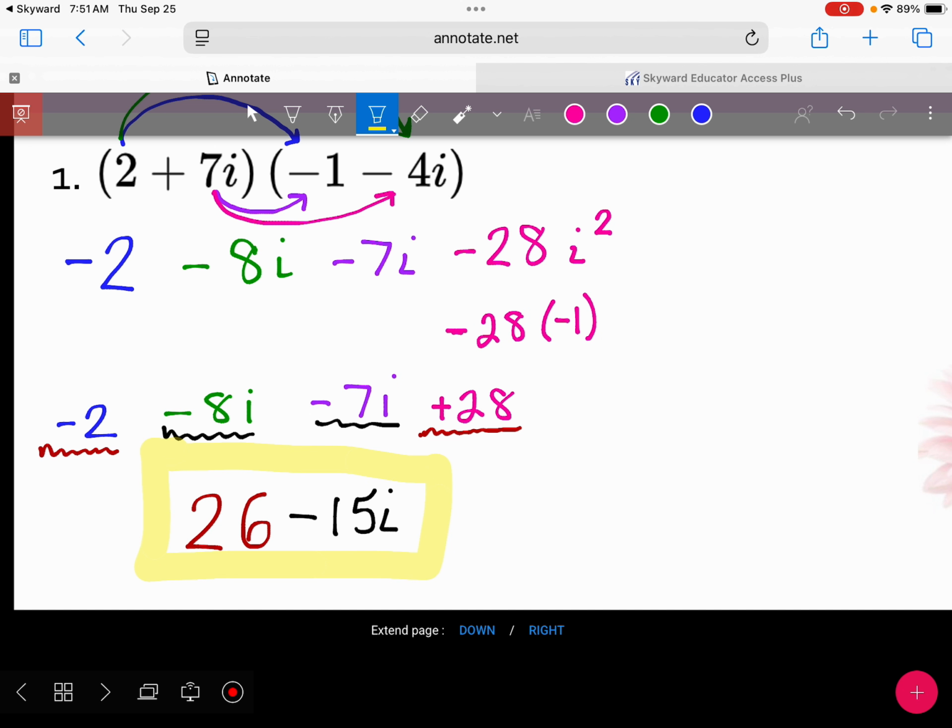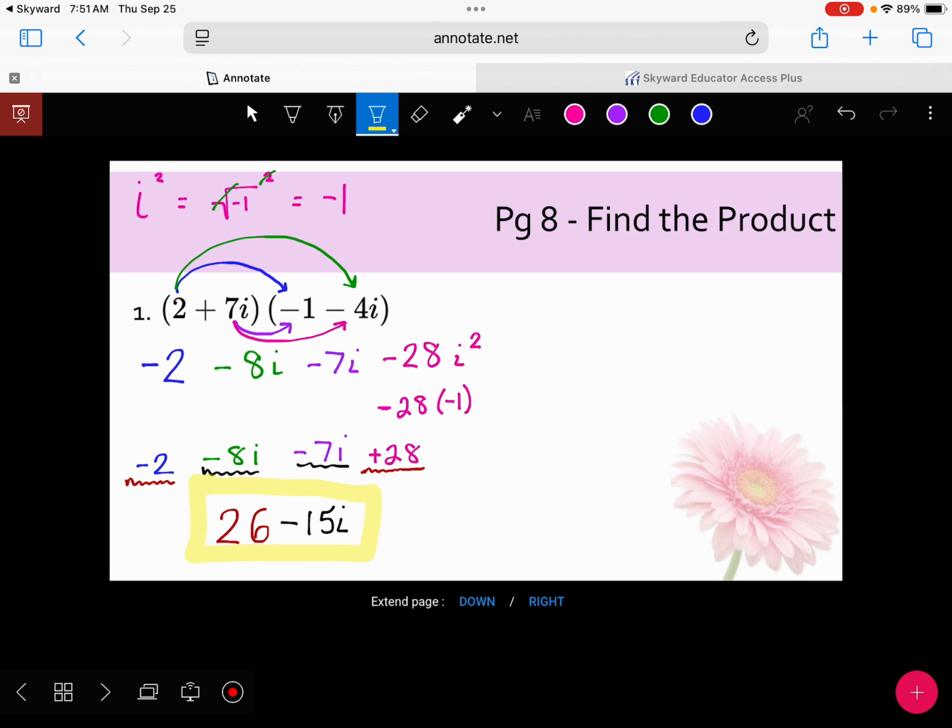So we're going to do our distribution. We're going to have to distribute both terms to both terms. We're going to simplify, including the i squared, and we need to combine our like terms. Questions on this one? We're going to do at least one more. The third one will be decided on time. But that's all we got.